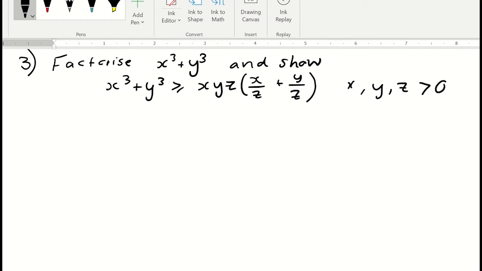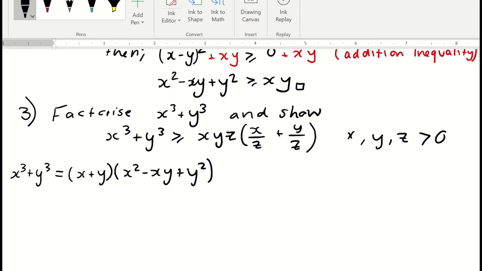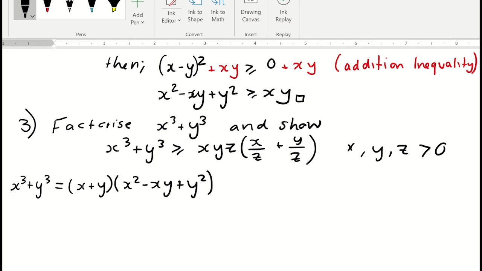Now, going back to advanced maths, on the formula sheet it tells us how to factorize cubes. Subbing straight into that formula, you should get this. Okay, so that's just using your formula sheet. Now this is interesting. Up here I proved that this here was bigger than or equal to xy. So let's do that.